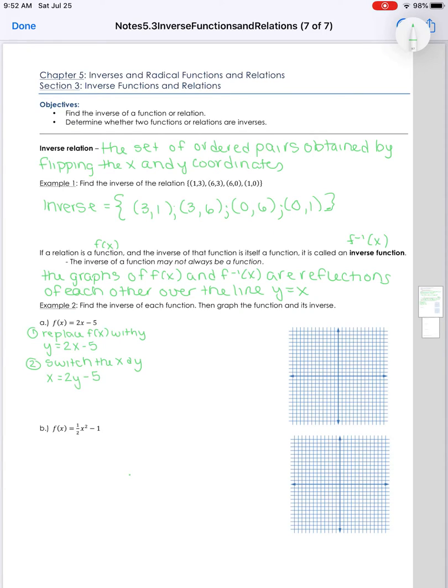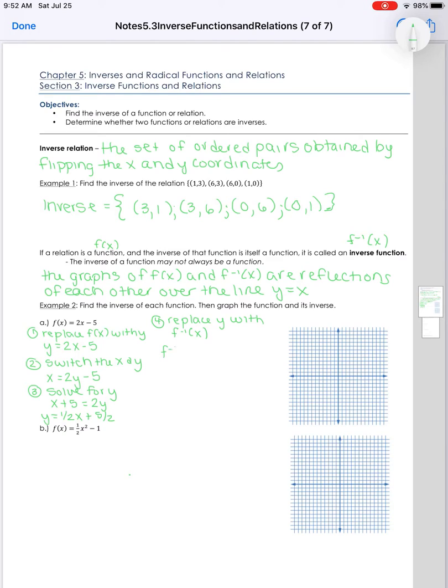Step 1 is you're going to replace f of x with y. So we get y equals 2x minus 5. Step 2 is you're going to switch the x and the y. So instead of y equals 2x minus 5, it's now x equals 2y minus 5.